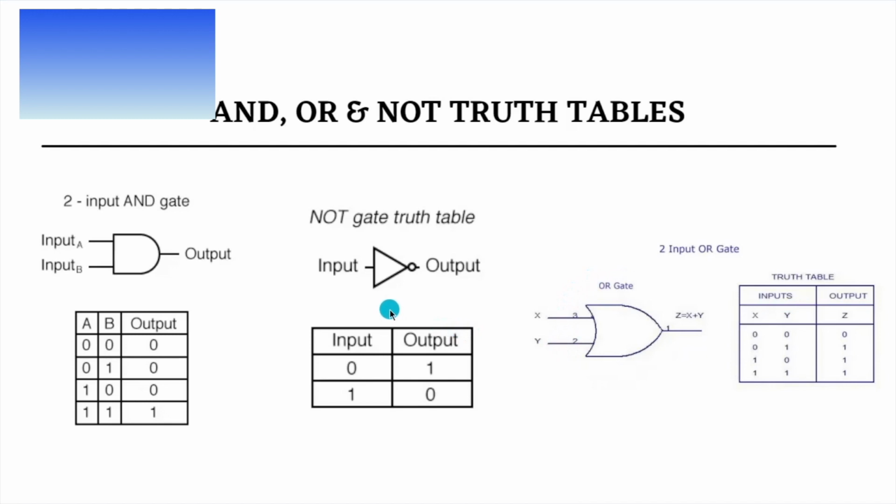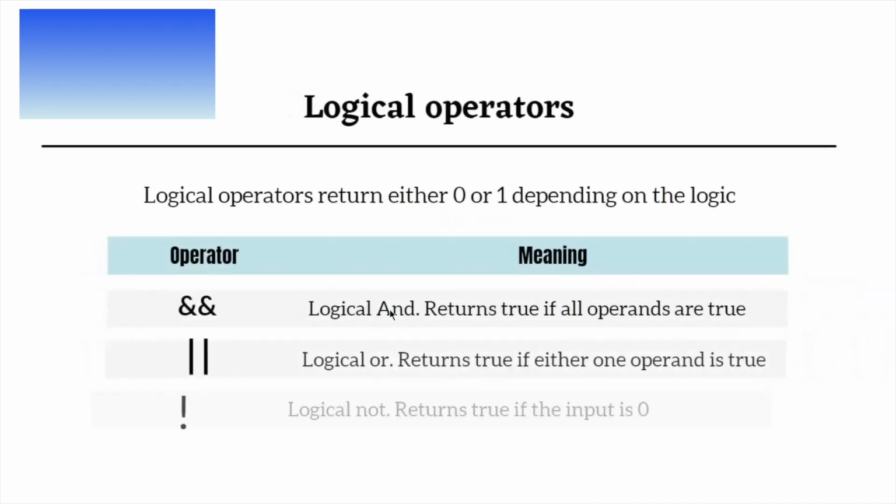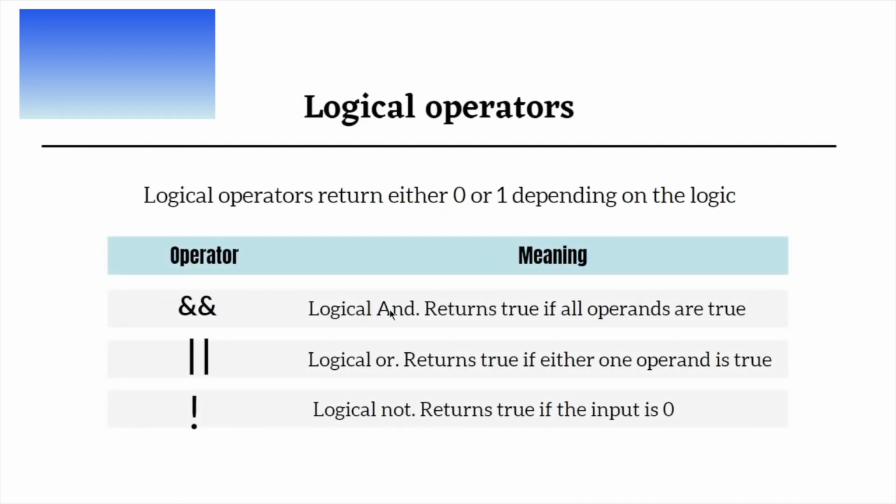So in the next slide, you will find logical operators. So what are logical operators? Logical operators return either 0 or 1 depending on the logic. You can see the symbol ampersand, ampersand. This is basically the AND. As we discussed, the logic for AND returns true if all the inputs are true.